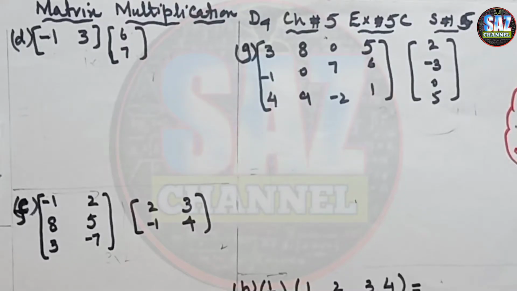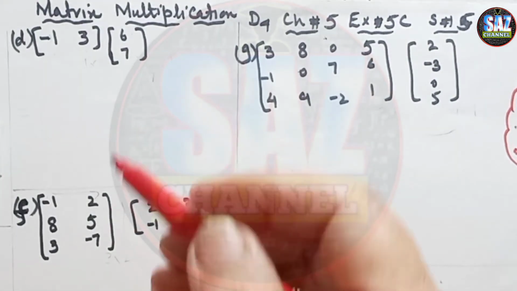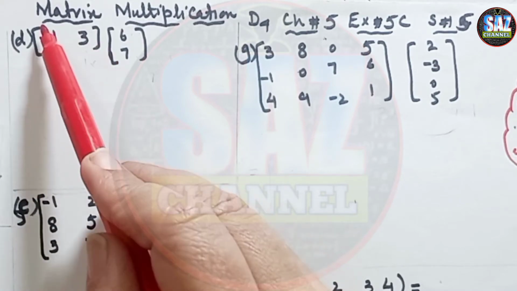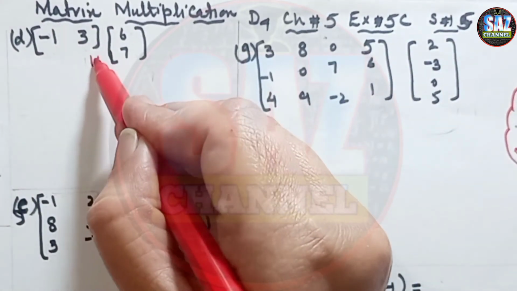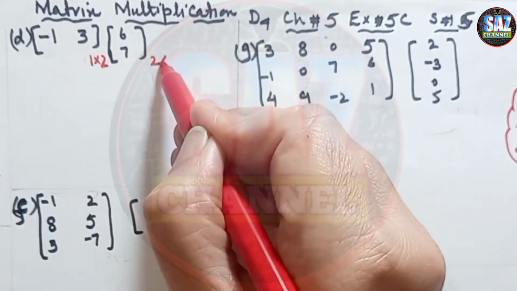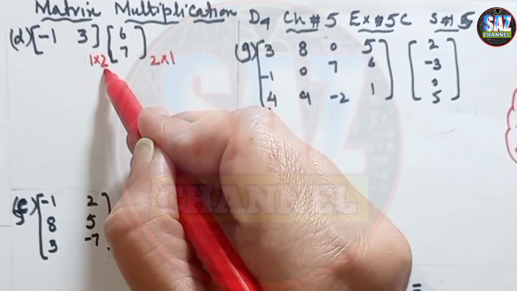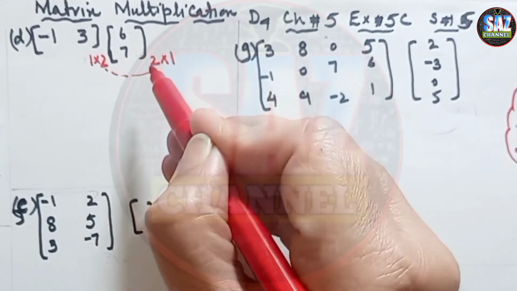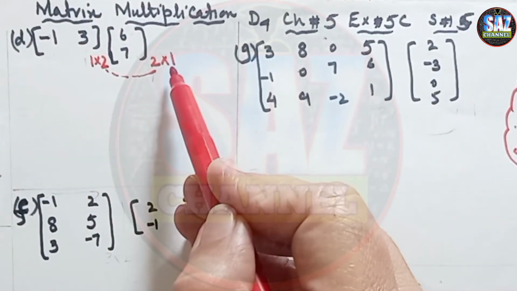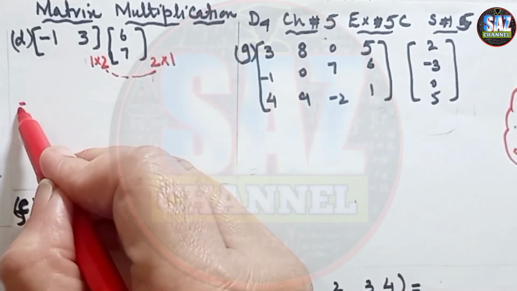Coming to the next part, okay, minus 1, 3 and 6, 7. First of all, we have to confirm whether we can multiply these two matrices or not. The first matrix has 1 row and 2 columns, so the order is 1 by 2, and the second matrix has 2 rows and 1 column. The number of columns of the first matrix is equal to the number of rows of the second, so we can multiply them, and the resultant matrix will have the order 1 by 1. So let's move to the solution of this question.